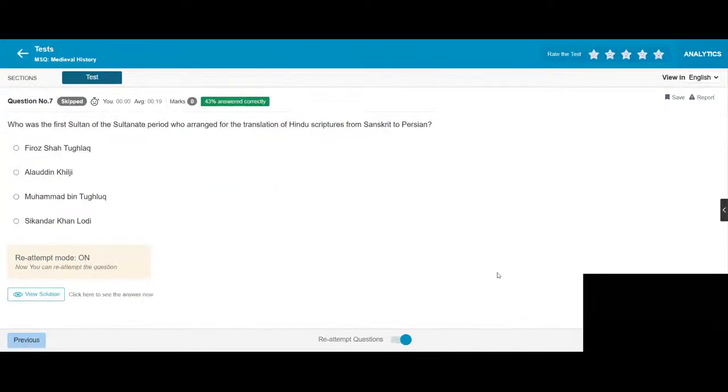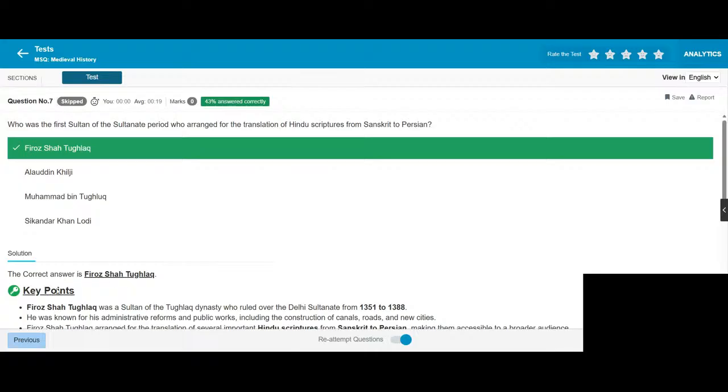Who was the first Sultan of the Sultanate period who arranged for the translation of Hindu scriptures from Sanskrit to Persian? Firoz Tughlaq.